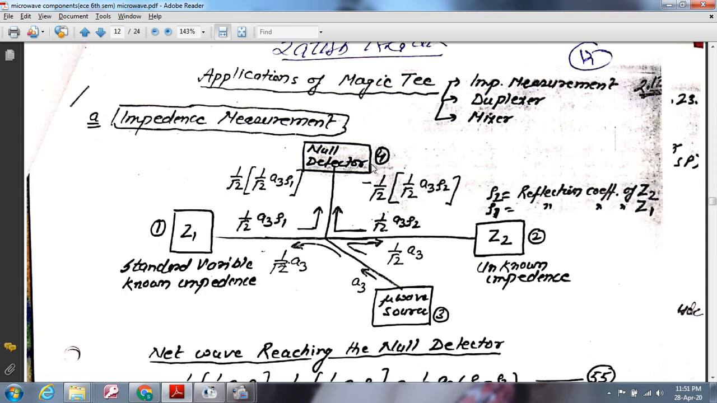This is similar to magic T. This is nothing but a magic T. Here port number 3 in magic T was H port. At that port we have connected a microwave source, and at E port we have connected a null detector which is going to read 0, and at port number 1 we have connected a standard variable known impedance, and at port number 2 we have connected the unknown impedance whose impedance we want to calculate.